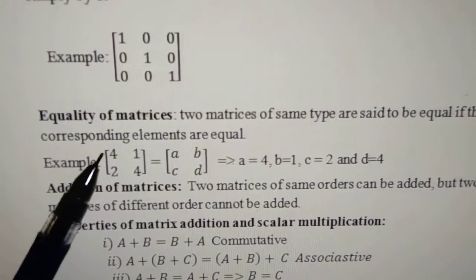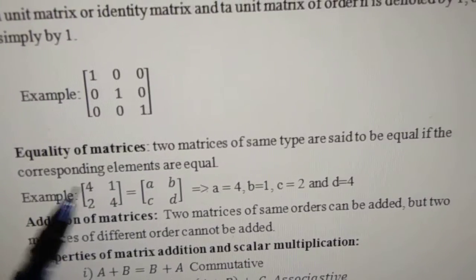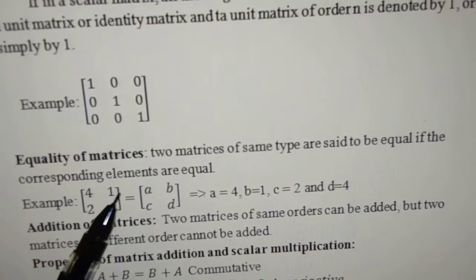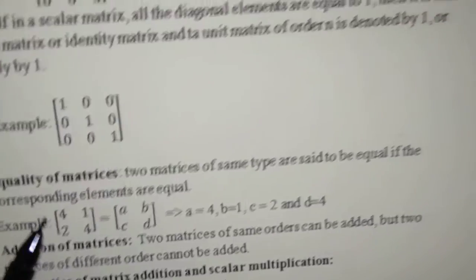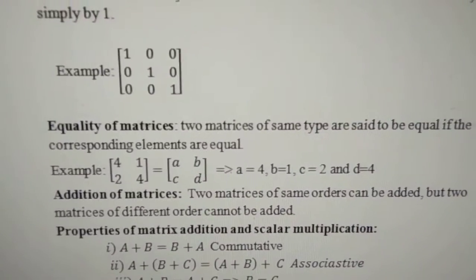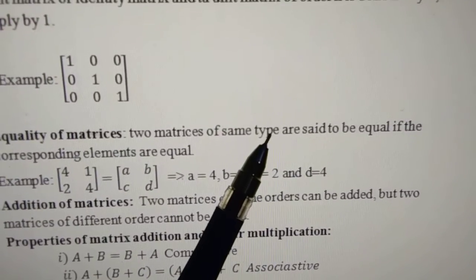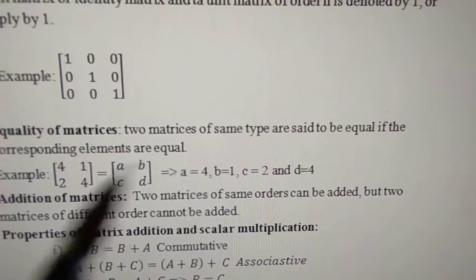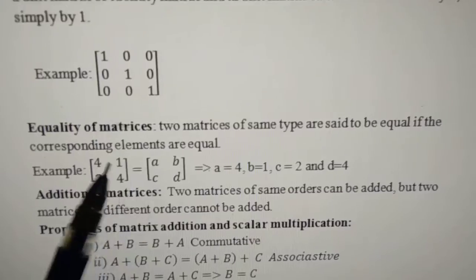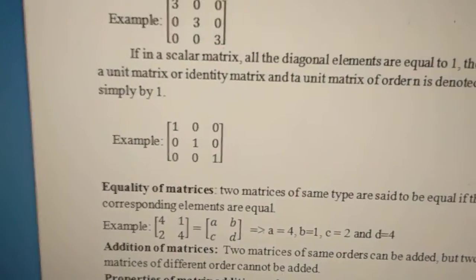So I can say like this, 4 1 2 4, here is one matrix. This is equal to A, B and C, D. A is equal to 4, B is equal to 1, C is equal to 2, D is equal to 4. So therefore, this is the equality of matrix. Two matrices of the same type are said to be equal if the corresponding elements are equal. Corresponding elements are equal. So these are some kinds of the matrix.